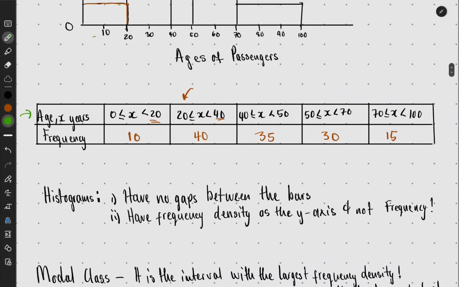Okay, here are the differences. Histograms have no gaps. We've talked about it. And they have frequency density as the y-axis. By y-axis we mean the height. Okay, frequency density on the y-axis, right? And not frequency. Frequency is the area of your bars. Okay, remember that frequency is the area.